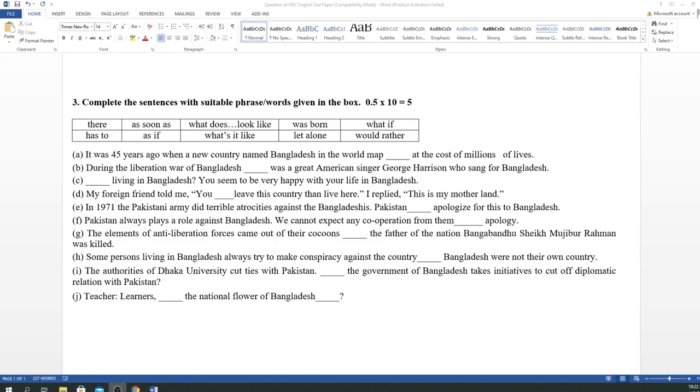Next one, the elements of anti-liberation forces came out of their cocoons. Should I use, as soon as the father of the nation, Bangabandhu Sheikh Mujibur Rahman, was killed, some persons living in Bangladesh. Okay, dear students, I'm going to give you 2 minutes, and you are requested to write down the answers of question number G, H, I, J. My dear students of inter first year, I'm sure there are some students of intermediate second year. I'm going to give you 1 or 2 minutes time, and you are requested to write your answers of G, H, I, J in the comment box. Hurry up, hurry up, hurry up.